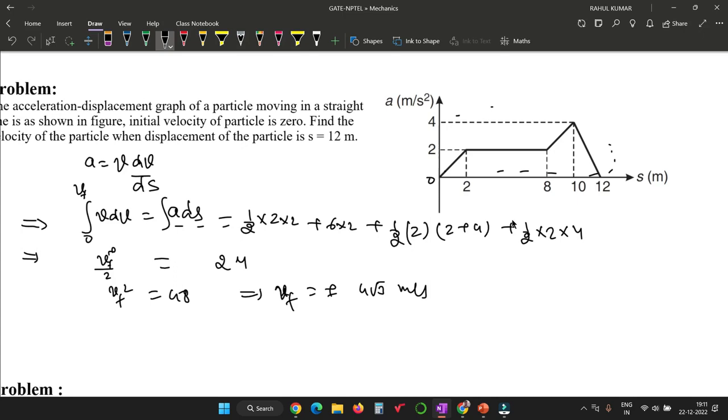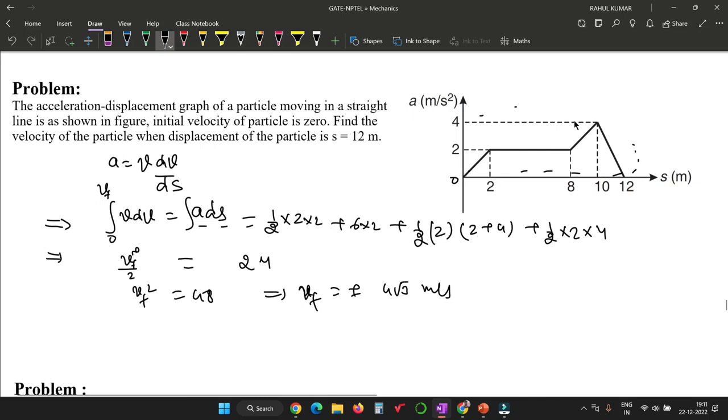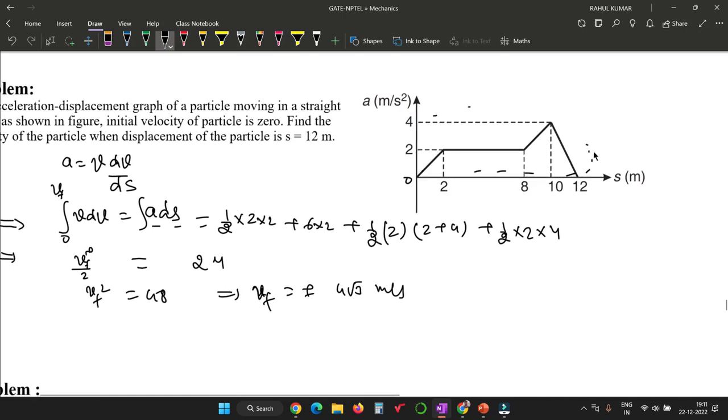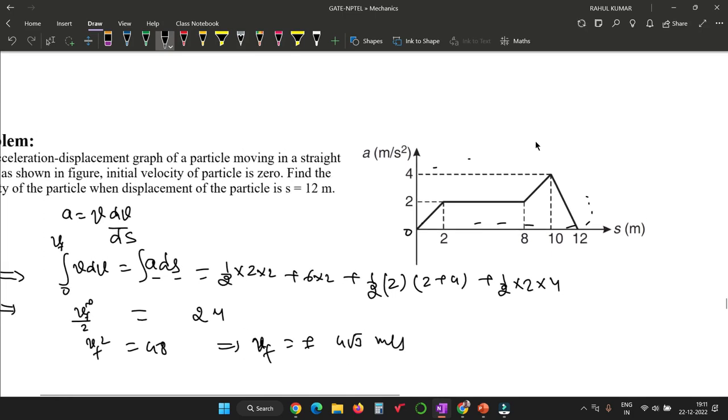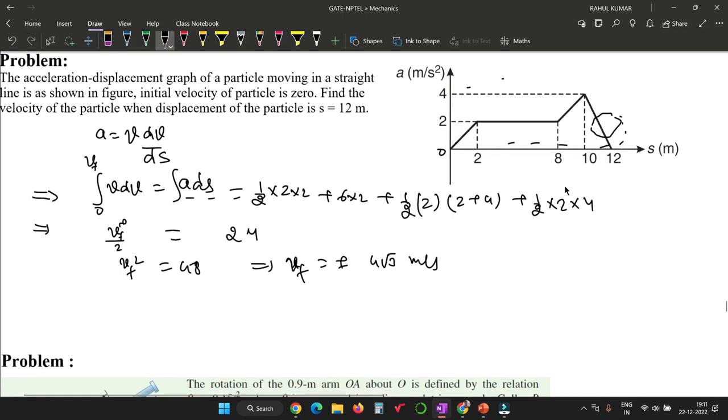Because if you take the velocity negative, then the particle's direction must also be reversed. But here the acceleration is always positive. I mean to say that there might be a chance that the velocity is decreasing, but still the direction of the velocity is not getting reversed. That's why we have to ignore the negative velocity. So the final velocity is 4 root 3 meter per second. Is there any doubt?